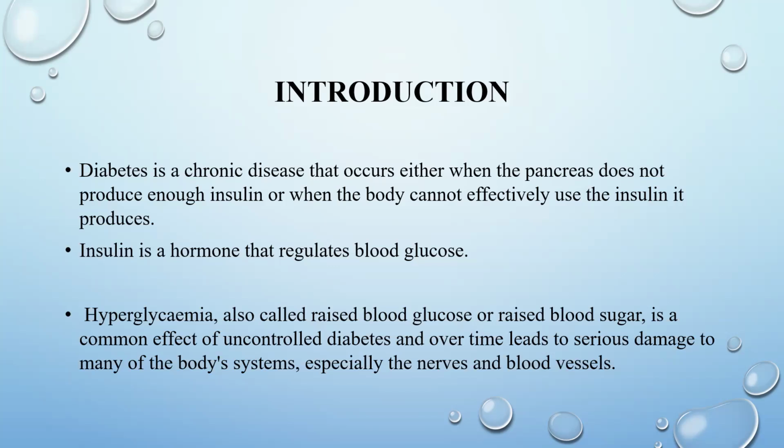Introduction. So, diabetes is a chronic disease that occurs either when the pancreas does not produce enough insulin or when the body cannot effectively use the insulin it produces. Insulin is a hormone that regulates blood glucose. Hyperglycemia, which is also called raised blood sugar or raised blood glucose, is a common effect of uncontrolled diabetes, and over time it leads to serious damage to many of the body systems, especially the nerves and blood vessels.